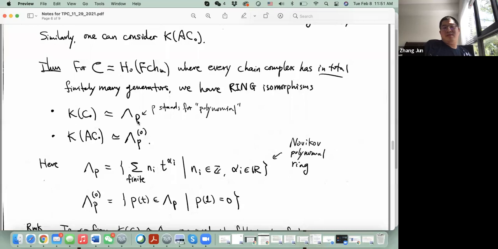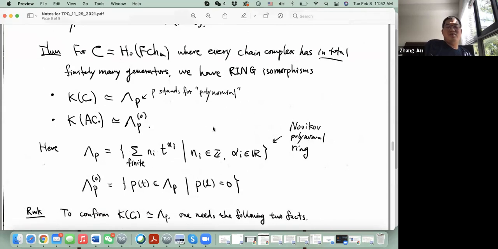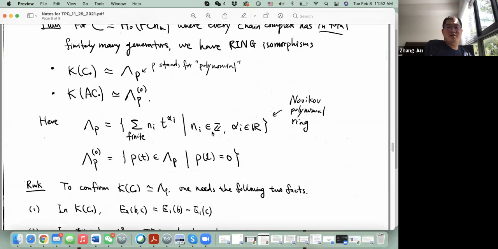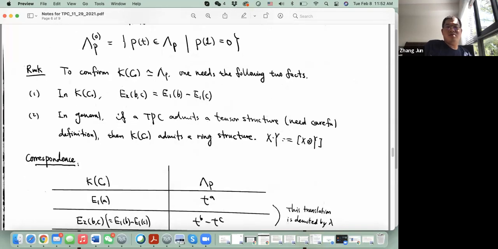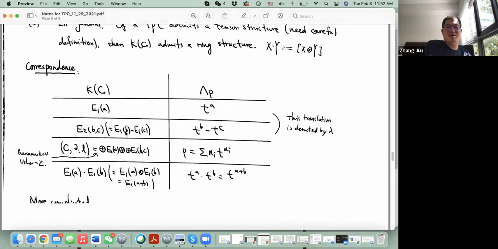Okay, so here's a theorem that says the K group is isomorphic to the canonical polynomial ring, and here's a similar thing for the acyclic ones. To prove that, it will take a few pages, actually more than a few pages. But I can tell you the correspondence to save time. On the left-hand side, it's the K group. On the right-hand side, it's the canonical polynomial ring.